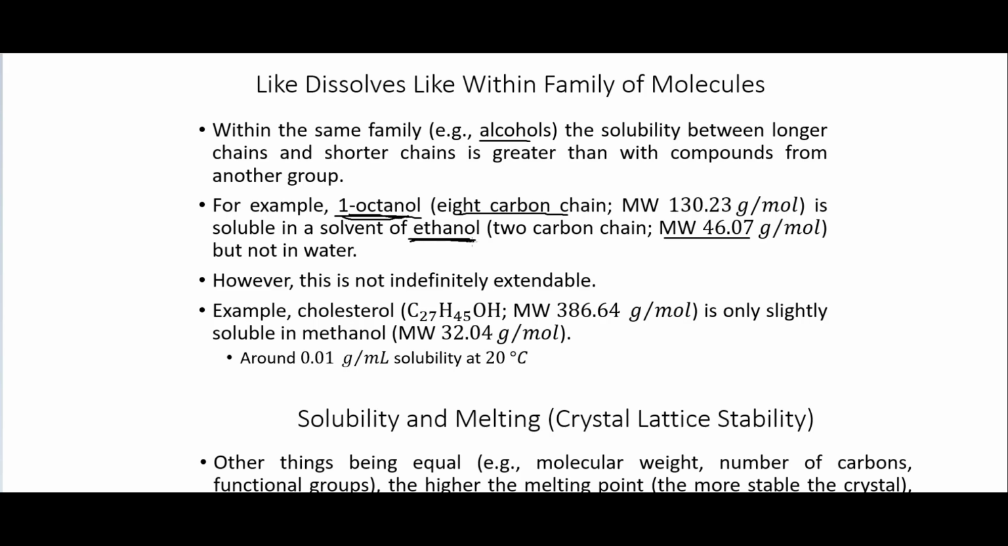So there isn't a good transitive property here. The transitive property would be that if N-octanol is soluble in ethanol and ethanol is soluble in H2O, we can conclude that N-octanol is soluble in H2O. But we know that that's not the case, even though it is soluble in ethanol and ethanol is soluble in water. N-octanol is not soluble in water. And that's because N-octanol and ethanol are both within this same family of alcohols.